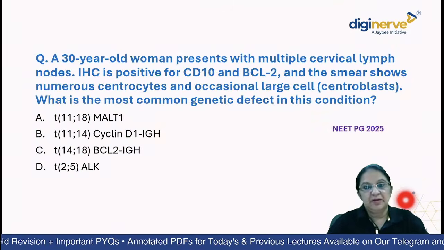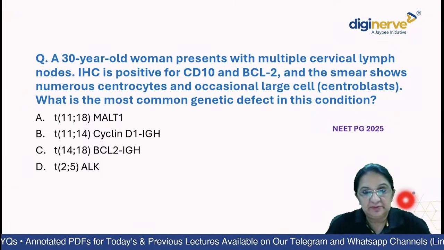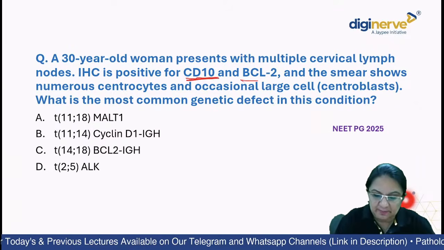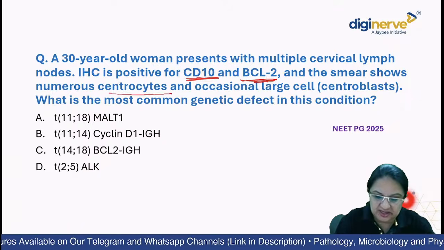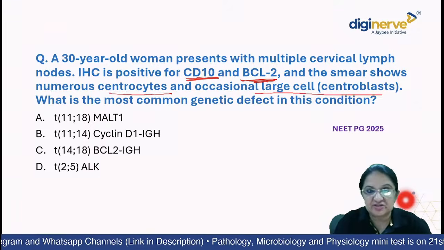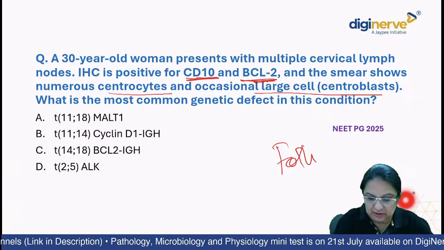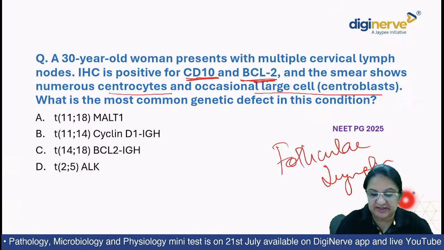Okay. Now, you have a 30-year-old woman presenting with multiple cervical lymph nodes. IHC is positive for CD10, BCL2. The smear shows numerous centrocytes and occasional large centroblasts. So centrocyte and centroblast, what is it? It is your follicular lymphoma. Follicular lymphoma. So what would be the genetic defect here?